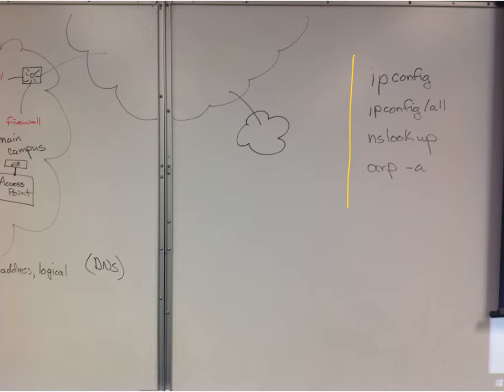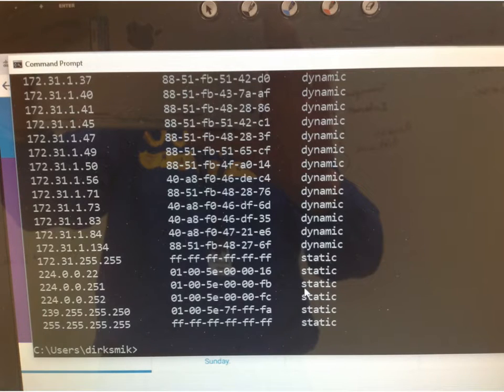These commands we should know. Looked at an ARP table. So we have these different addresses matched with a MAC address. Or you can see it's on my PC.